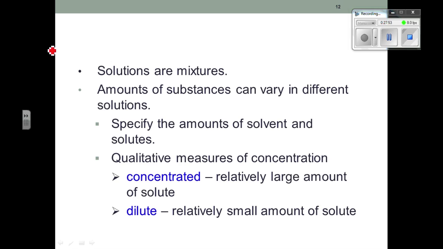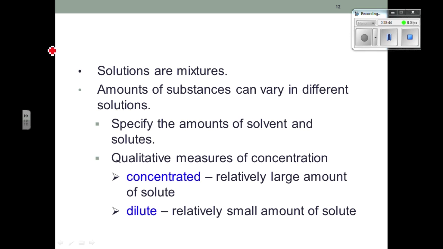So solutions are mixtures. Right, we just went over that, we agreed on that. Now, we can change the amount of stuff in our solutions, right? We can put, say, a teaspoon of salt in our water, a tablespoon of salt, a little teaspoon of sugar to help the medicine go down. We can change our amounts. So we need to know the amounts of the solvents and the solute. So we need to know how much, say, water is in our container and how much sugar or salt we are putting in our container.